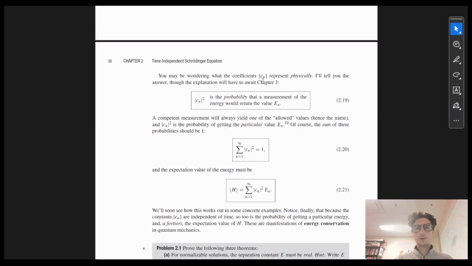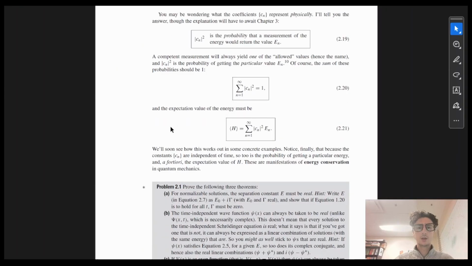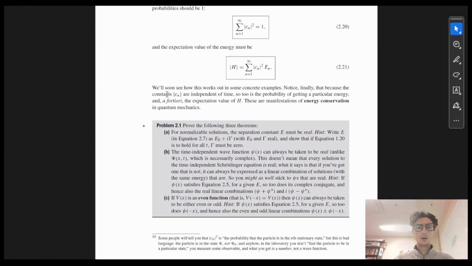You might be wondering what the coefficients Cn represent physically. I'll tell you the answer, though the explanation will have to wait until chapter 3. Cn squared is the probability that a measurement of the energy would return the value En. A competent measurement will always yield one of the allowed values, hence Cn squared is the probability of getting the particular value En. Of course, the sum of these probabilities should be 1. Boom, normalization. And the expectation value of the energy must be this. We'll soon see how this works out in some concrete examples.